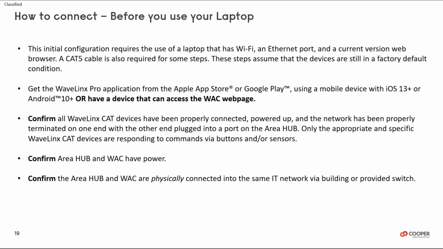How are we going to achieve this? Well, we need a laptop with Wi-Fi, an Ethernet port, a web browser, and a Cat5 cable. We're going to make sure that all the CAT devices have been properly connected and powered up, and that the network has been properly terminated on one end with the other plugged into the Area Hub. Only the appropriate specific CAT devices should be responding to the commands via the buttons. The Area Hub and WAC have power, and the Area Hub and WAC are physically connected to the same IT network.